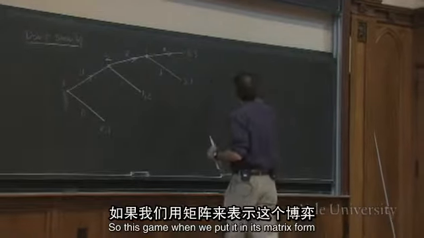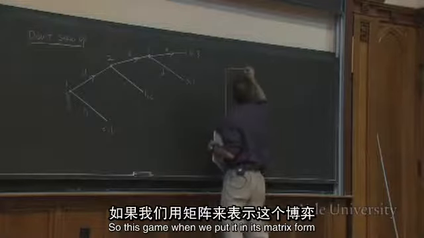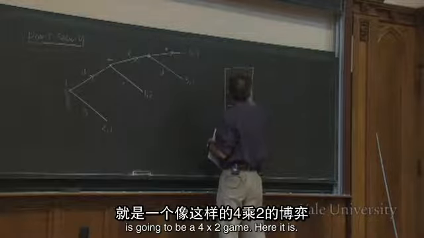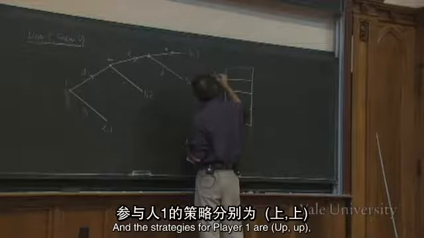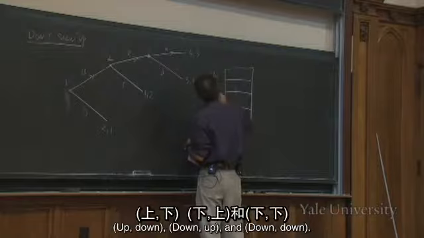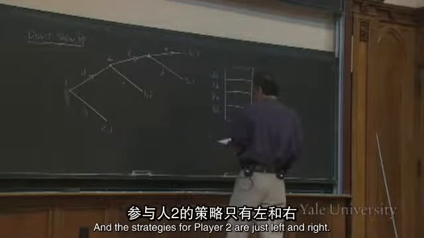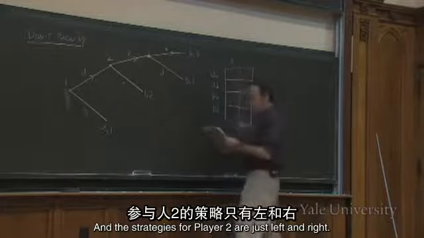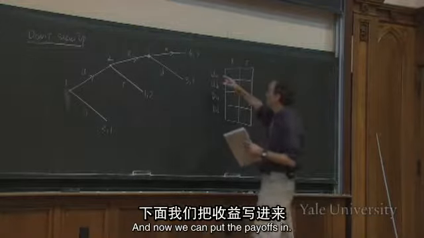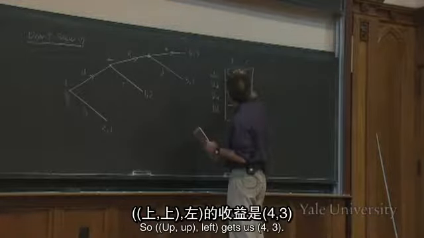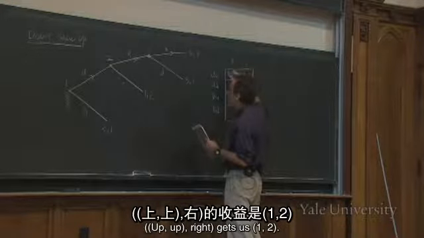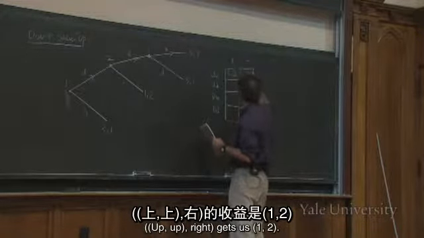So this game, when we put it in its matrix form, is going to be a 4x2 game. Here it is. And the strategies for player 1 are up, up, up, down, down, up, and down, down. And the strategies for player 2 are just left and right. And now we can put the payoffs in. So up, up, left gets us 4, 3. Up, up, right gets us 1, 2.